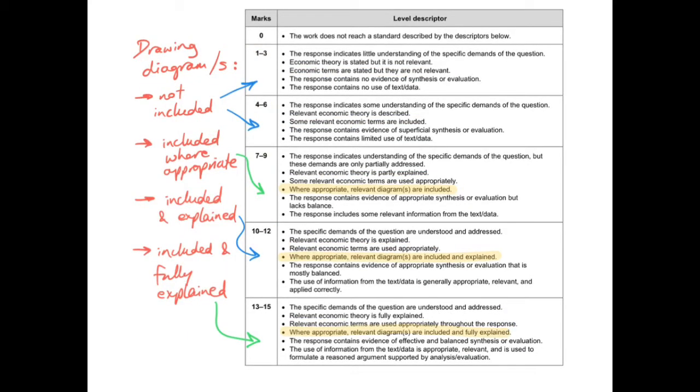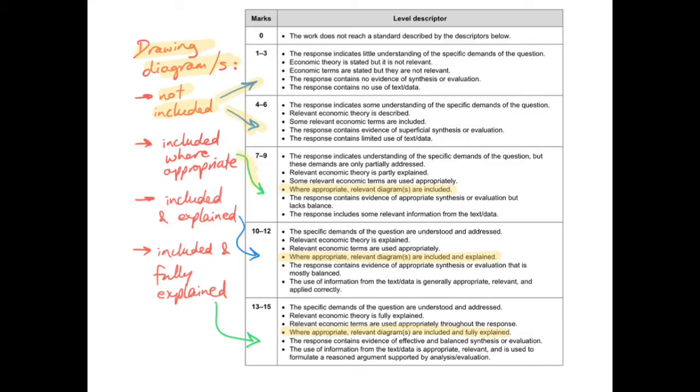The fourth skill is your ability to draw diagrams and apply them as part of your analysis. You can see if you don't include a diagram, you are running the risk of only landing on level 1 or level 2, because you can see there isn't a criterion for diagrams in level 1 and level 2. Therefore, you need to include a diagram.